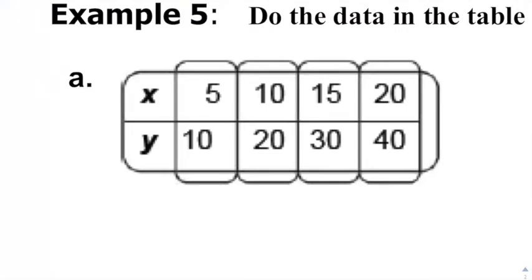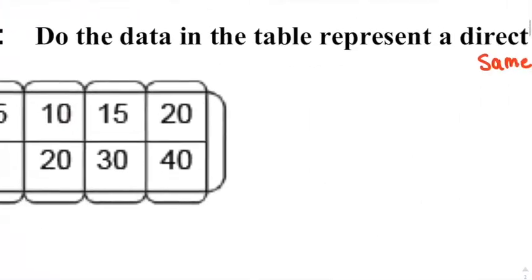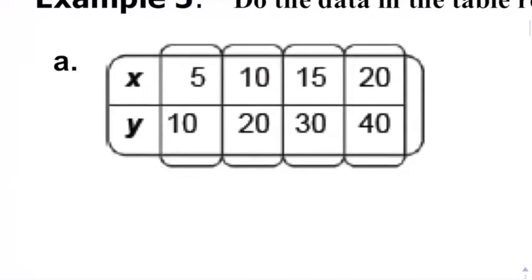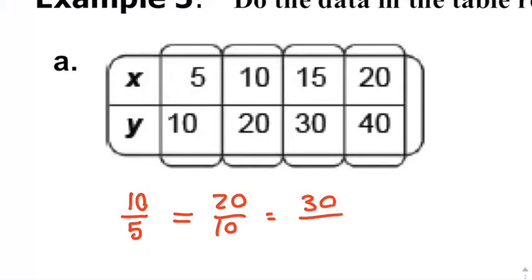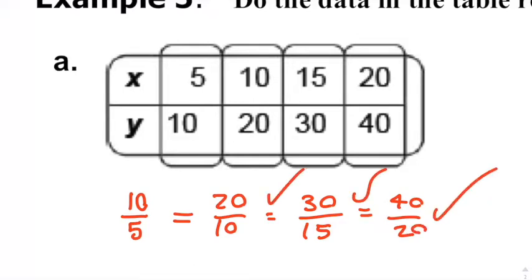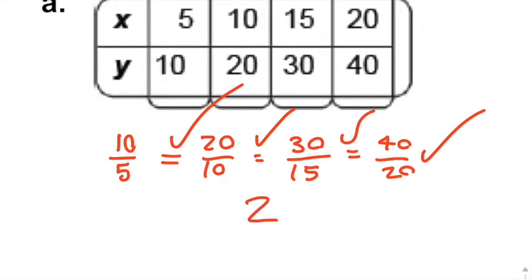So for this one here, I'm going to check and see if the quotients are the same first for direct variation. So I'm going to see the y value, 10 over 5 right there. We're going to ask ourselves, is that the same thing as 20 over 10, or 30 over 15, or 40 over 20? And these are all the same right here, right? So you can put a check mark next to all of those. These all reduce to 2 right here. That means your a value in this case is 2. This is a direct variation.